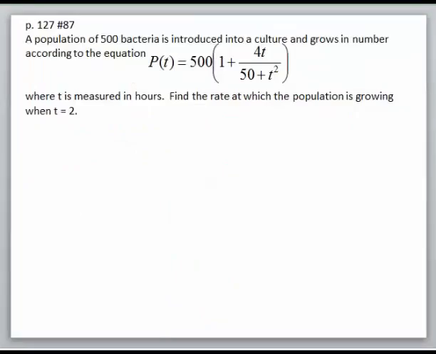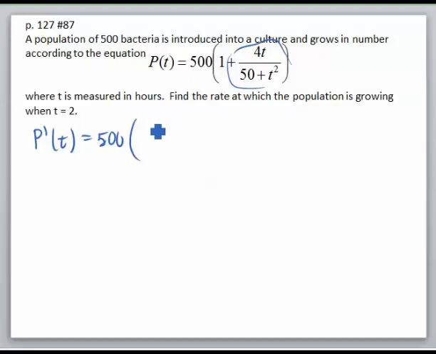This problem says a population of 500 bacteria is introduced into a culture and grows in number according to this equation, where t is measured in hours. Find the rate at which the population is growing when t equals 2. So they're basically asking me to find the derivative. Find the rate, find the derivative. So P prime of t. What I'm going to do on this one is leave this 500 alone and take the derivative of what's on the inside.